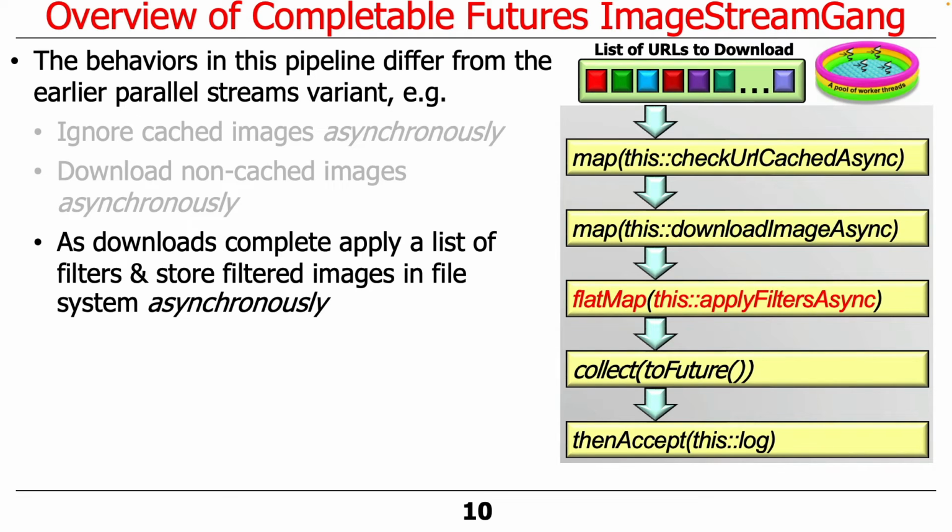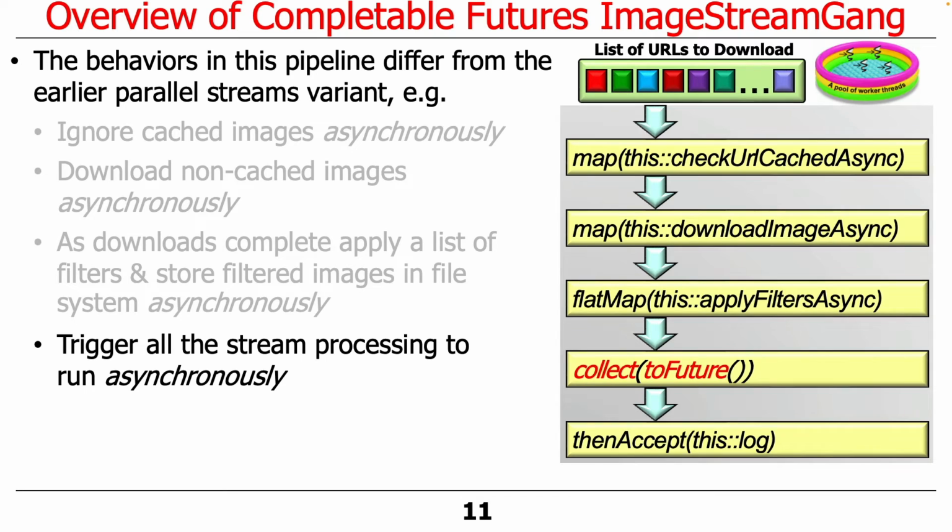We're then going to go ahead and asynchronously apply a list of filters and store the filtered image in the file system after the download's complete. So as each download completes, we asynchronously apply those filters and store the results. And of course, we've got to start the whole thing running. So that's what collect is used for here. That'll trigger the stream processing to all run asynchronously. So all this stuff goes asynchronously once we call collect.